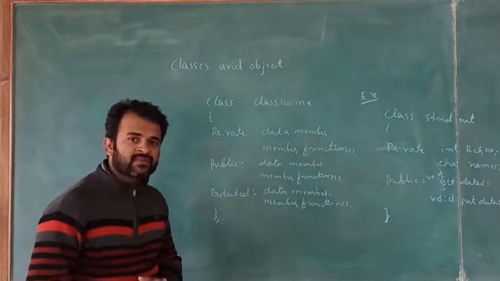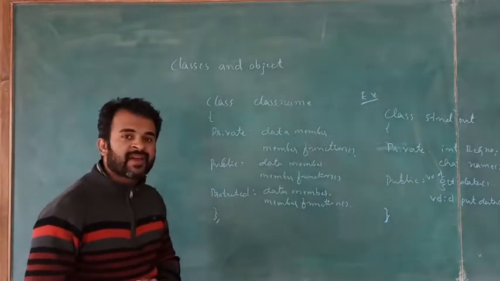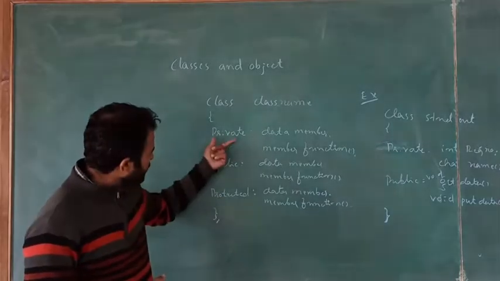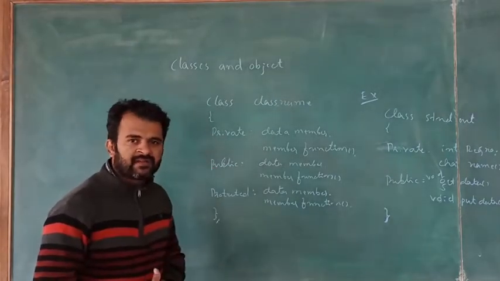In the next class we will discuss the access specifiers. Access specifiers are of three types: private, public and protected. This will be discussed in the next video.